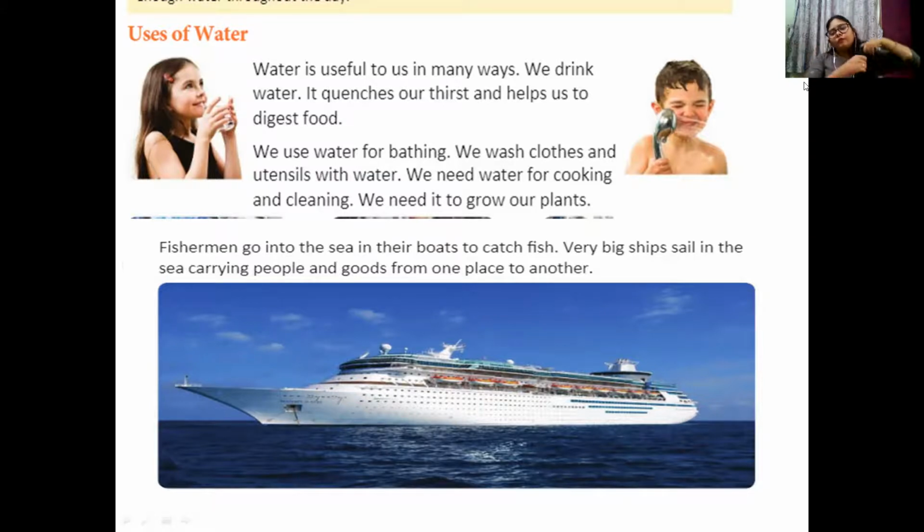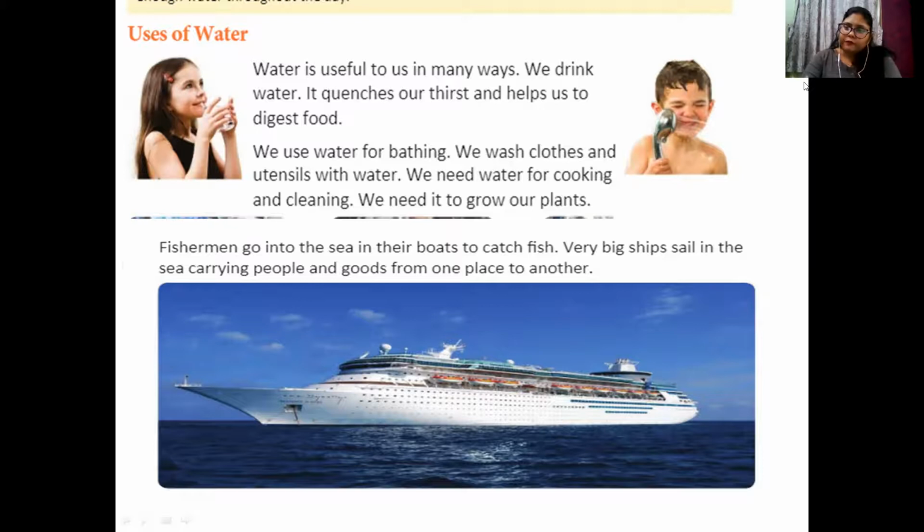Yes children, when we want to go from one place to another place, we use the water, which is the ship. Okay, so this is a means of transport. It means very big ships sail in the sea carrying people and goods from one place to another. So this is also a very important use of water. Okay, so these are some important uses of water.